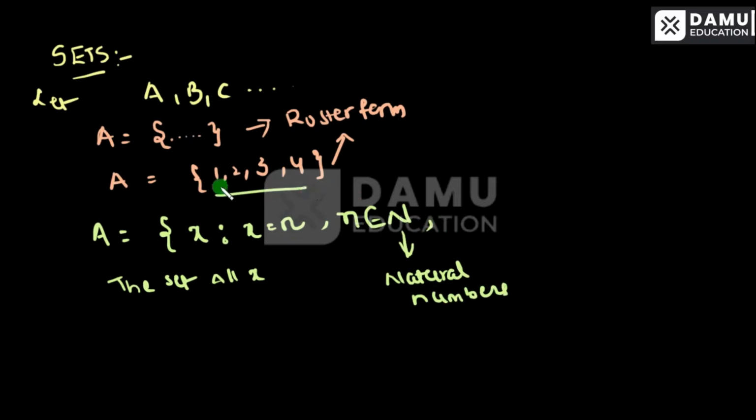Again, up to how many numbers are there? The small n is 1, 2, 3, 4, so small n is less than or equal to 4, and close that. So what you can say is, the set of all x such that x equals n, where n belongs to capital N and n is less than or equal to 4.